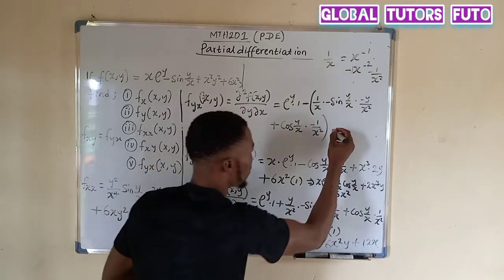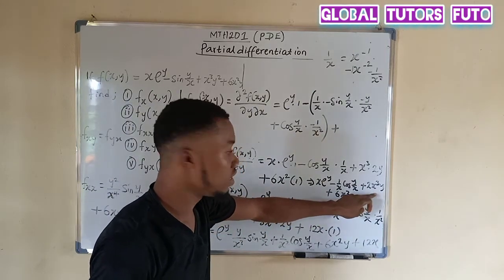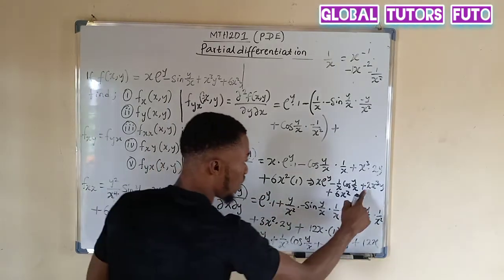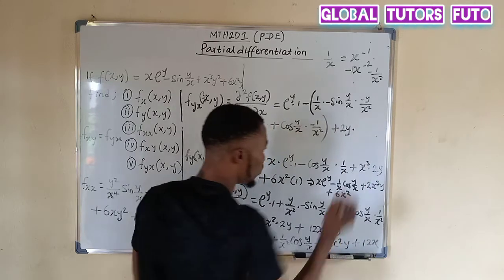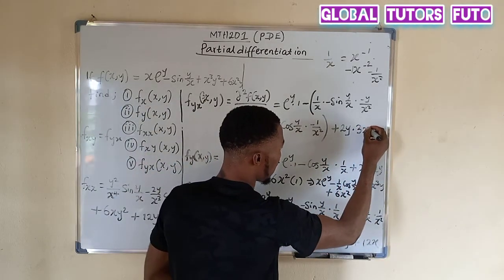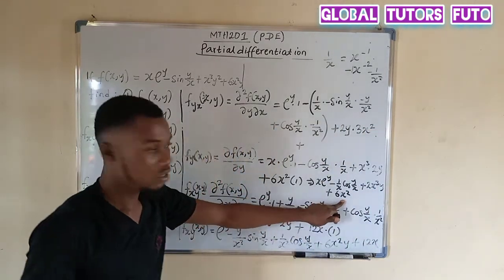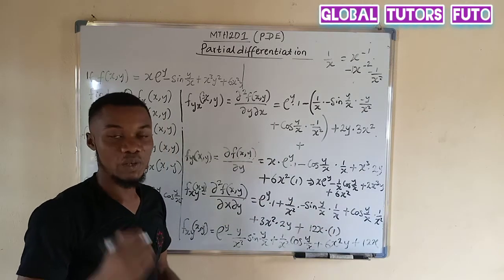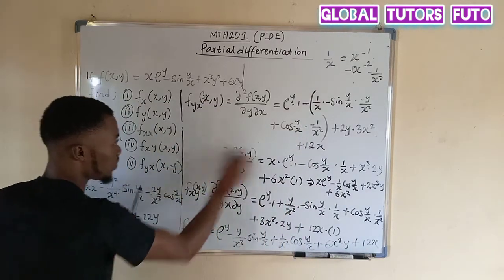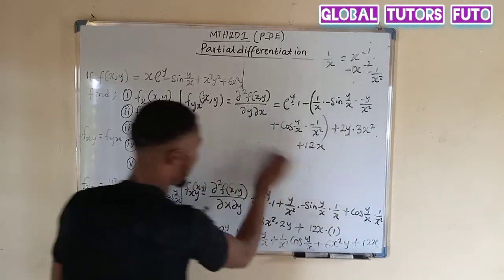Next, we are now here, plus. When we differentiate this with respect to x, our constant here is 2y, because we're working with respect to x, so we have 2y times. When we differentiate x raised to power 3, it will give us 3x squared. Plus, lastly, we are here. When we differentiate 6x squared with respect to x, it will give us 12x. So let me make some space so that we can finalize our work.